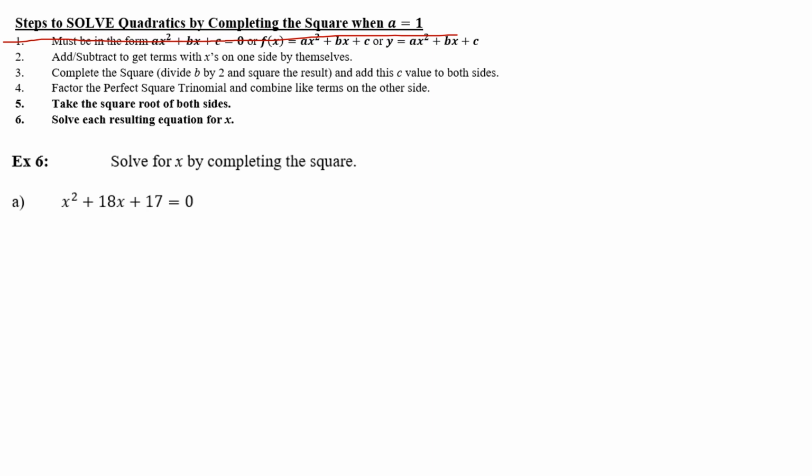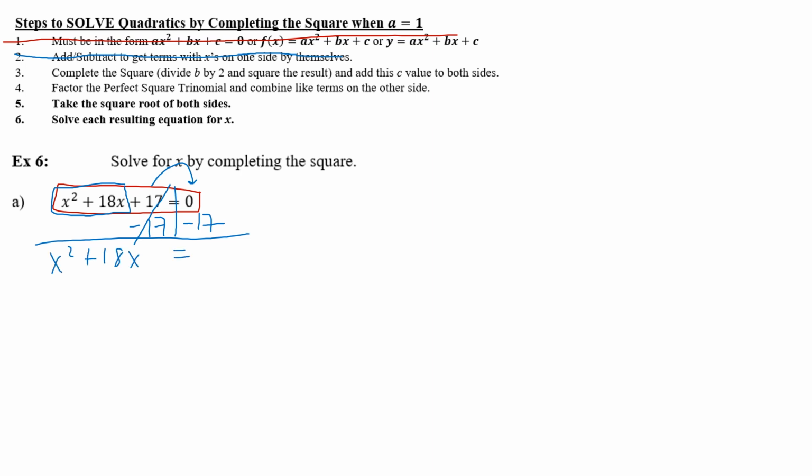We have x squared plus 18x plus 17 equals 0. Sure enough, that is in standard form. So we can move on to the next step. So far, so good. Step 2 says add subtract to get terms with x on one side by themselves. So we have x squared plus 18x. That has x's, but 17 does not. So I need to get 17 to the other side. It's positive 17, so I'm going to have to subtract 17 from both sides. And that's 17 minus 17 will cancel. We can bring down x squared plus 18x equals 0 minus 17 is going to give us a negative 17. So we're done with step 2.